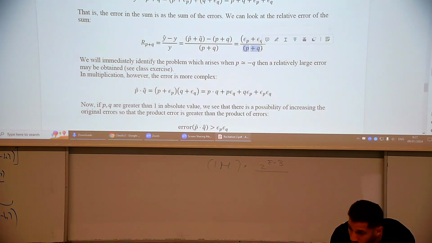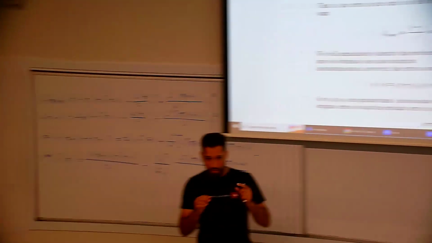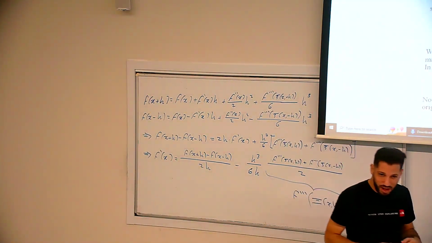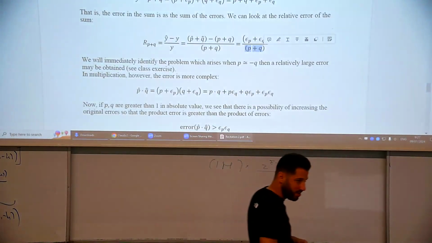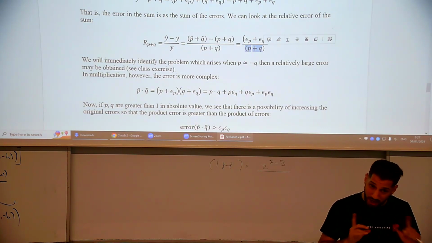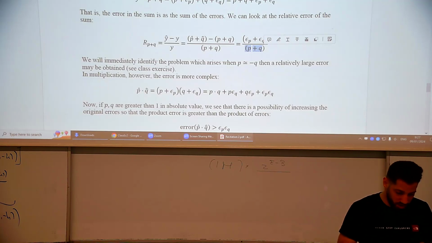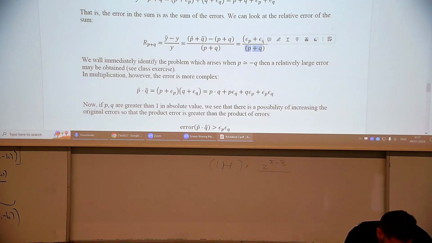So when we add two numbers, or when we subtract positive numbers, we have some problem when these numbers are too close to each other. Then the error of that subtraction will be relatively large compared to the actual number that we are seeking, let's say.